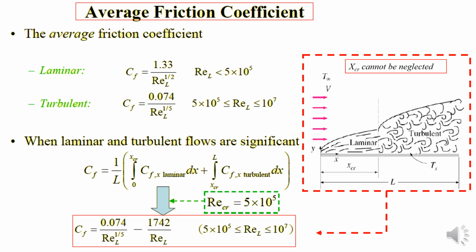So to calculate the drag coefficient or friction coefficient, we need to use integration over the entire flat plate. We have two, laminar and turbulent, so we should divide it into two integrations as shown in this slide, where Cf is equal to 1 over L, times the integration from 0 to the critical distance for laminar flow, plus the integration from the critical distance to the overall length of the plate for turbulent flow. From this integration, we get the equation at the bottom of this slide.